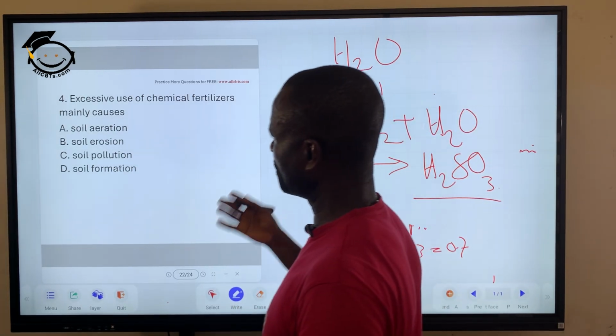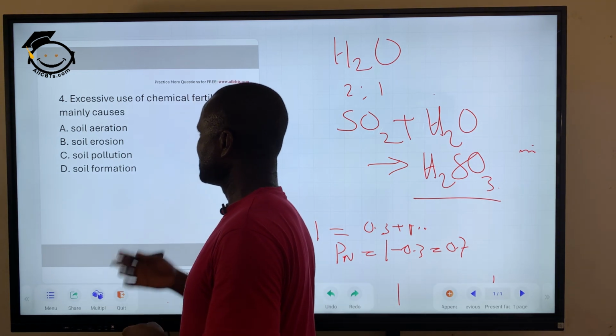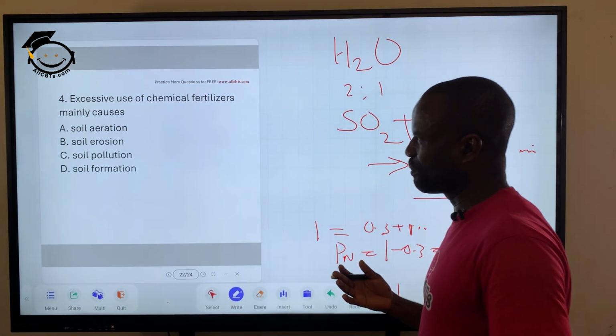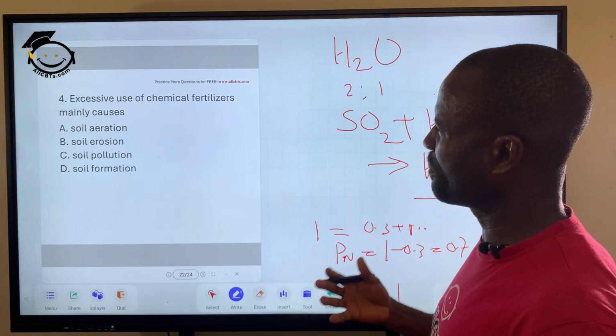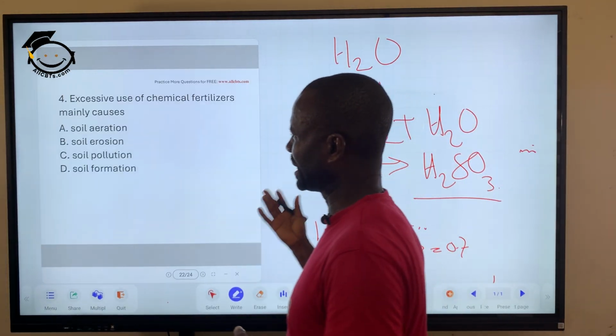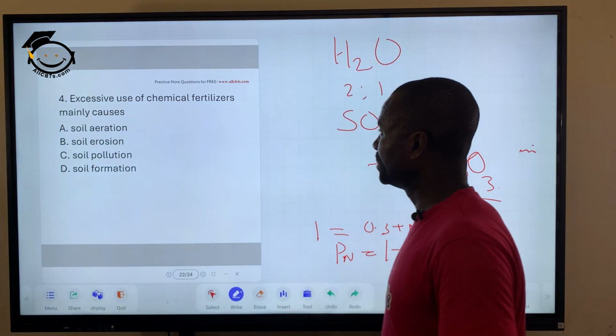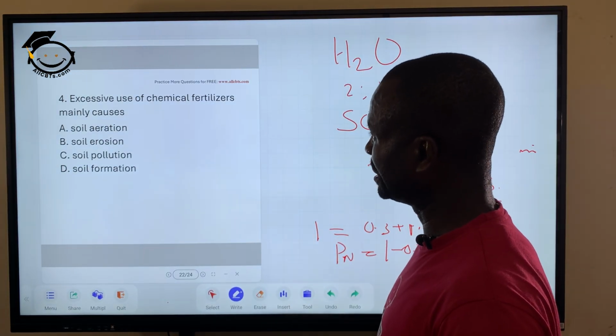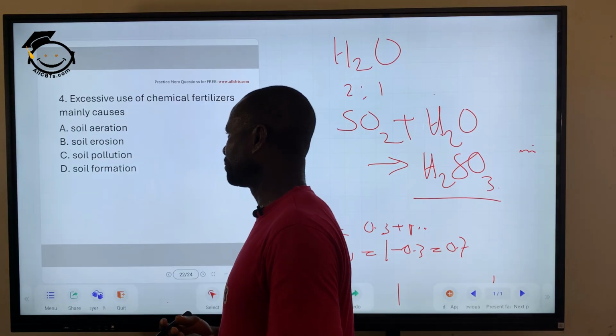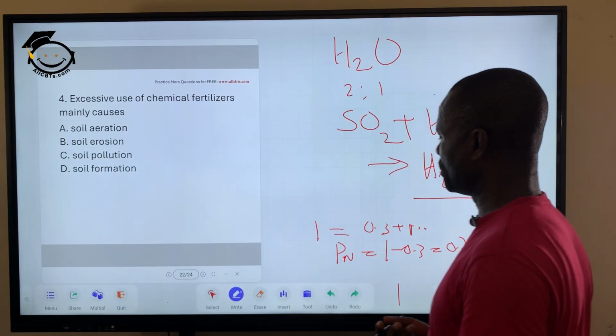Of course, all other options are correct except C. Excessive use of chemical fertilizer. When we use more than enough, when we exceed the normal threshold of fertilizer on the soil, the excess will be washed down on the soil, resulting in pollution. So the correct answer is C, soil pollution. Next.